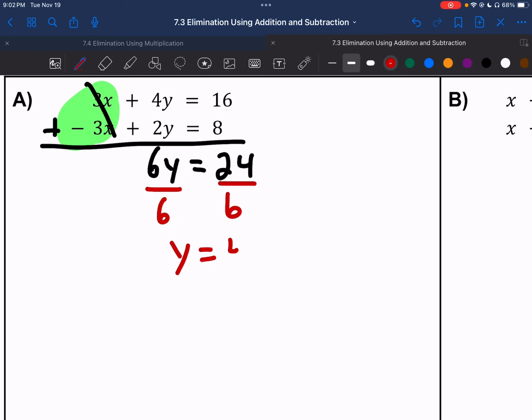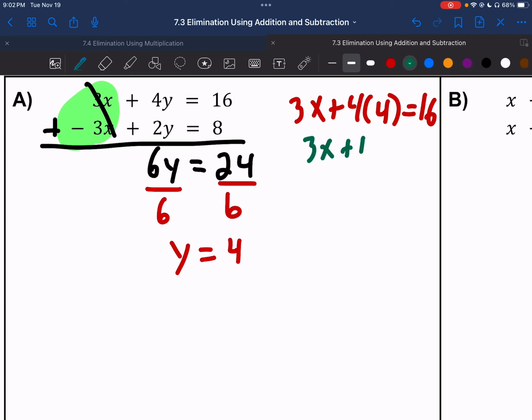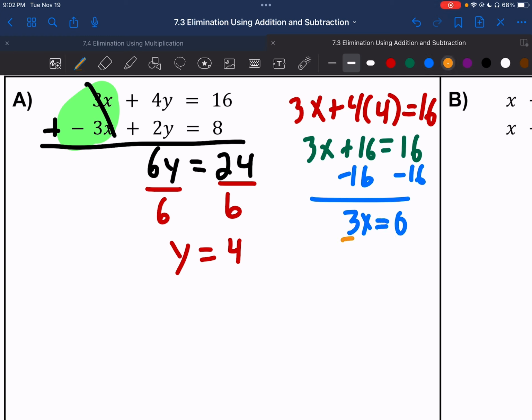Y equals 4. Now I'm going to substitute that into one of my equations. So 3x plus 4 times 4 is equal to 16. 4 times 4 is 16. We're going to subtract that 16 from both sides, and we get 3x is equal to 0, which we can divide by 3. We get x is equal to 0. So my ordered pair is going to be 0, 4.